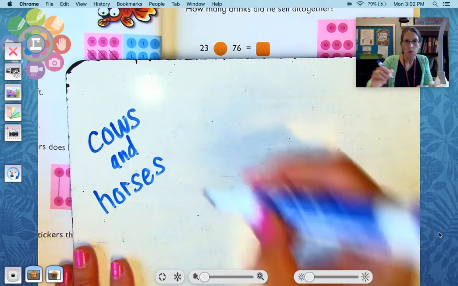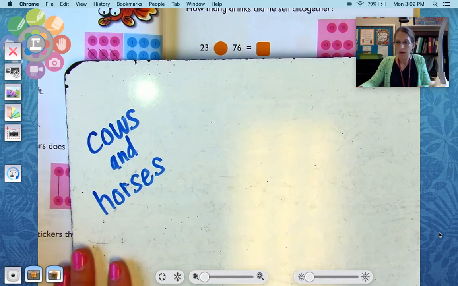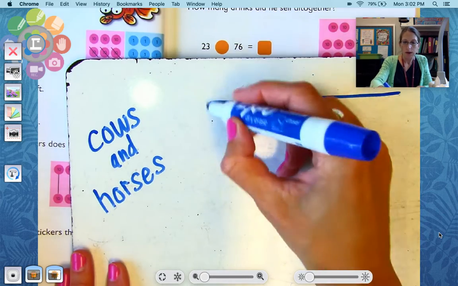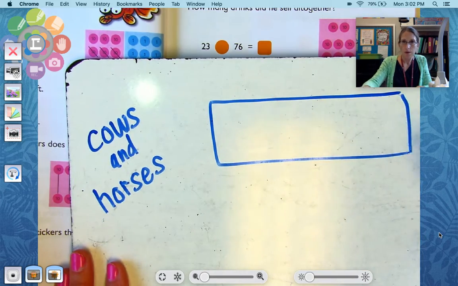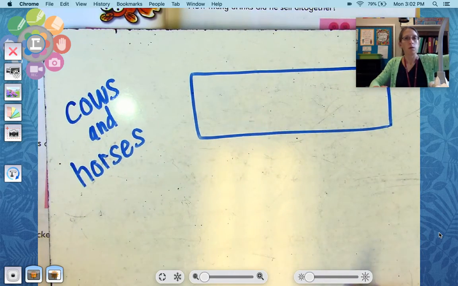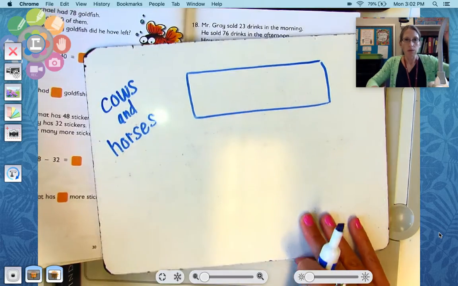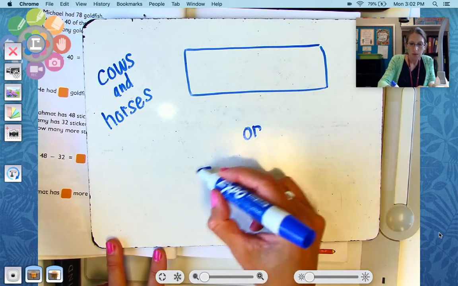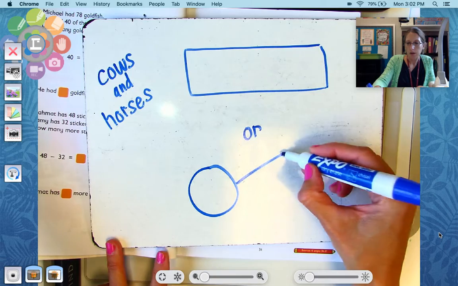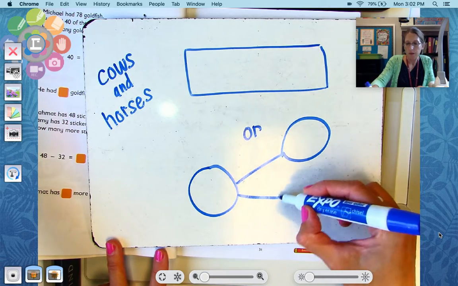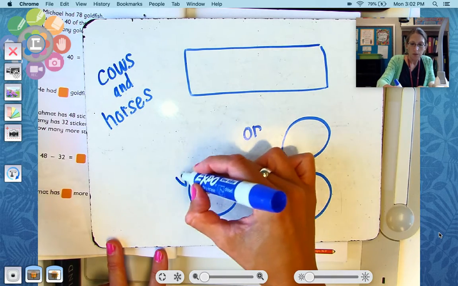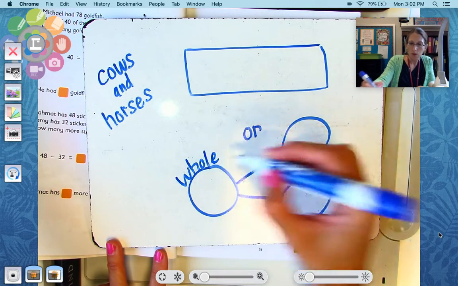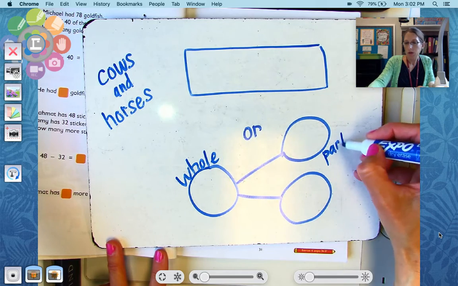All right, so we're talking about cows and horses. Now let's do our unit bar or our number bond. I'm going to do both to show you, so you could do either one. I'm going to make my unit bar or my number bond look a little different. I'm going to put it on the side this time. All right, and I know there's my whole part.